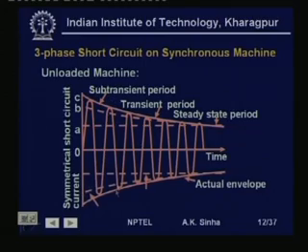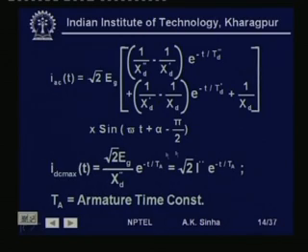This current is shown by this equation. Now, if we take the DC current also, then the maximum DC current, which depends again on time, is equal to root 2 times E_g by x_d double dash e to the power minus t by tau_a, where tau_a is the armature time constant, which is the same as root 2 times I double dash, where I double dash is the subtransient current, into e to the power minus t by tau_a.